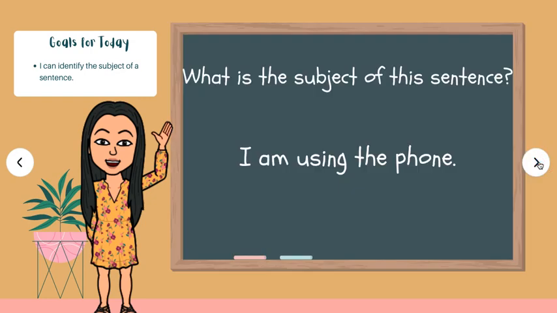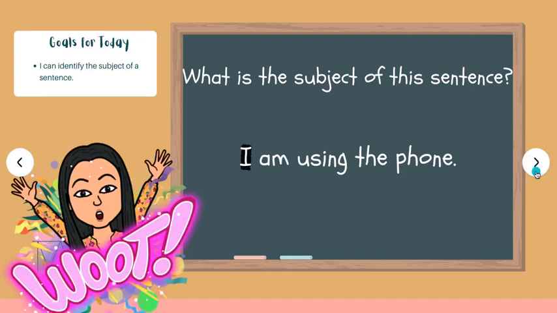Now let's try to identify the subject of a sentence. What is the subject of this sentence? I'll read it out loud. I am using the phone. Again, a little tip to figure out what the subject is is by looking at the beginning of the sentence and thinking about whom or what this sentence is about. Give yourself a moment. If you said I is the subject of the sentence, you are correct. That is who or what the sentence is about, and it is at the beginning of the sentence.